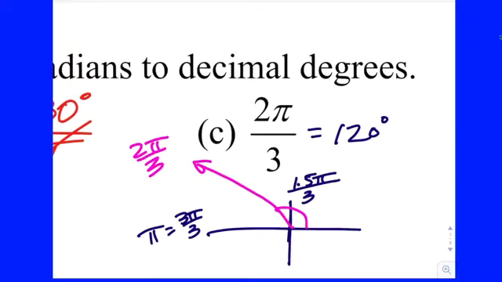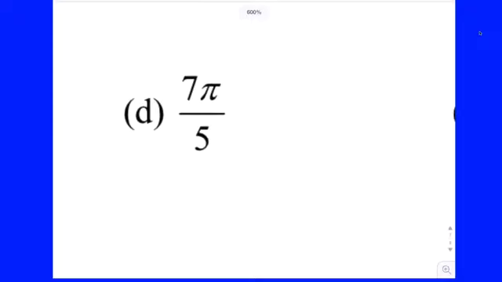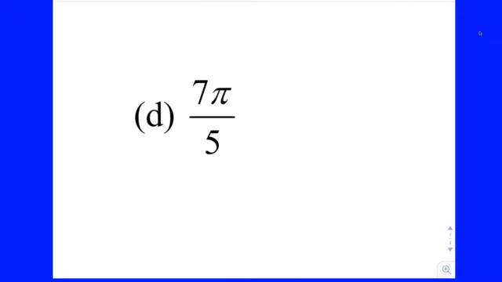What would the reference angle be in radians? How far from 2 pi thirds to 3 pi thirds? 1 pi thirds. The reference angle is 1 pi thirds. And pi thirds is 60 degrees. So this is one you're going to memorize. It's a 60 degree or pi thirds reference angle. All right? Very good. Now 7 pi fifths is not one we're going to memorize. Go ahead and convert that one.